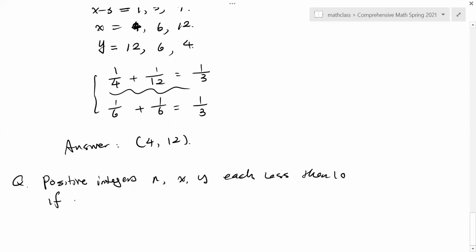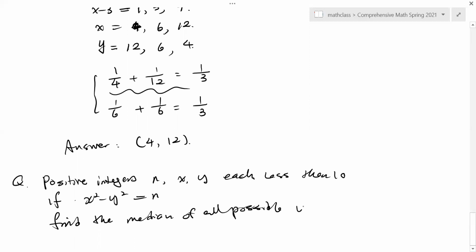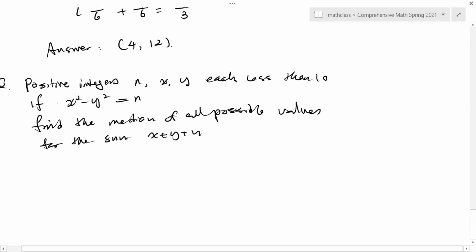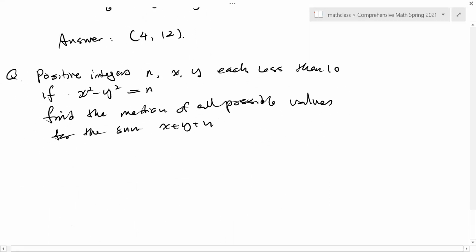So if x squared minus y cubed equals n, you're going to have many solutions of that. So what I'm going to do is to find the median of all possible values for the sum x plus y plus n. And this is one of the problems of the math course.